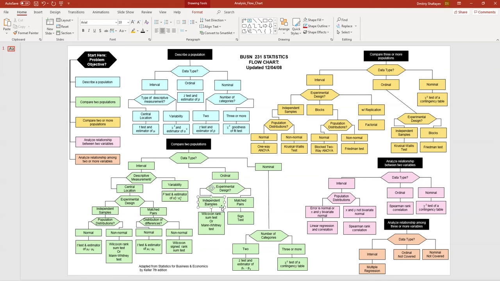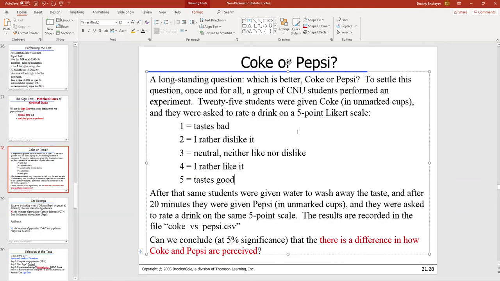Experimental design. What do we have? Matched pairs or independent samples? And the difference is really in how the data are collected, right? So what we have here is we take 25 people, ask them to drink what really is Coke, but they don't know it, and then give the responses. Then same students, right? That's the keyword here. Same students. We give them water to wash away the taste and 20 minutes to forget the taste. And then we give them Pepsi, again, in unmarked cups.